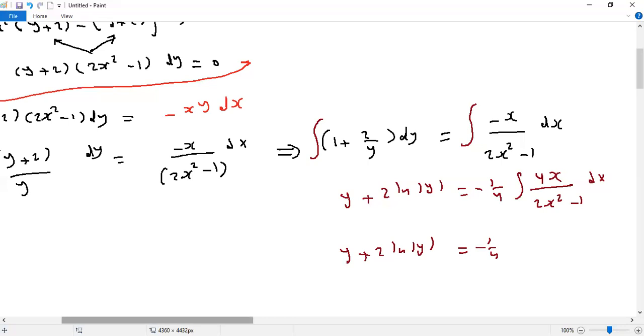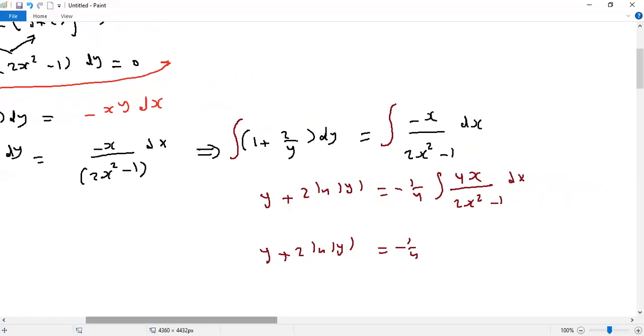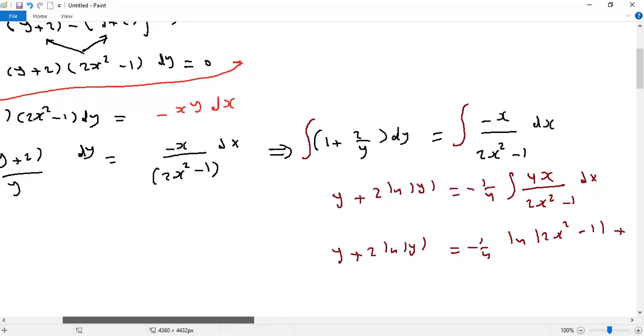Okay, so a will be equal to negative 1 over 4. The derivative is 4x, so it is 1/4 ln |2x squared minus 1|, plus the constant c. So this is the answer of the first one of this example.